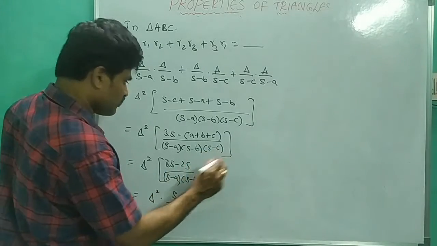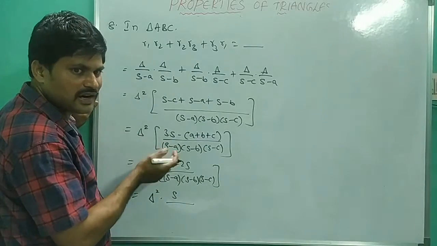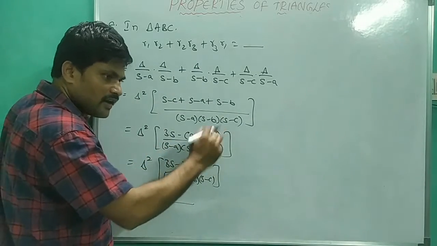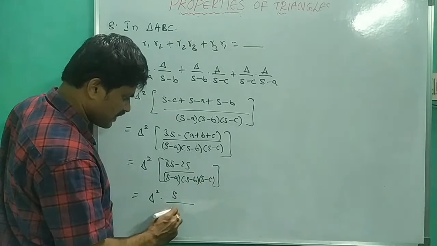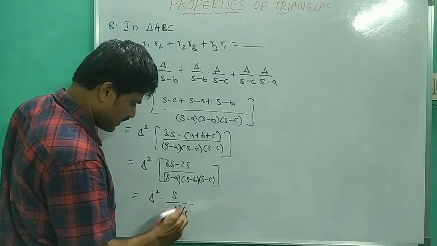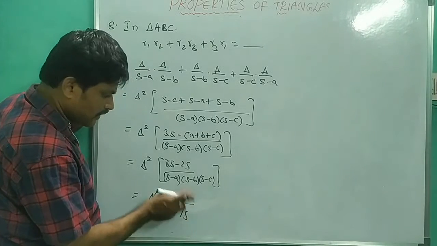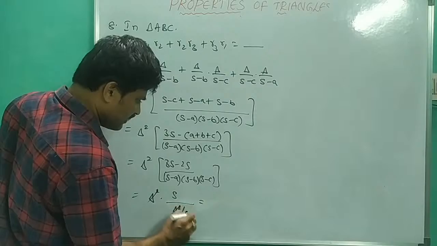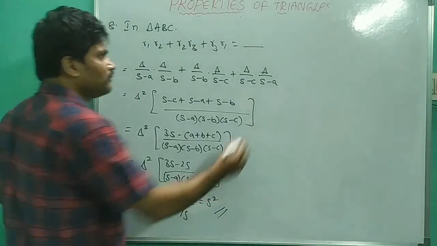Now delta equals to square root of S into S minus A into S minus B into S minus C. We have to square, delta square. We take S to left side, delta square by S. Now S minus A, S minus B, S minus C can be written as delta square by S. Now here delta square will be cancelled. S can be taken to the numerator. S into S is S square. This is our solution for this problem.